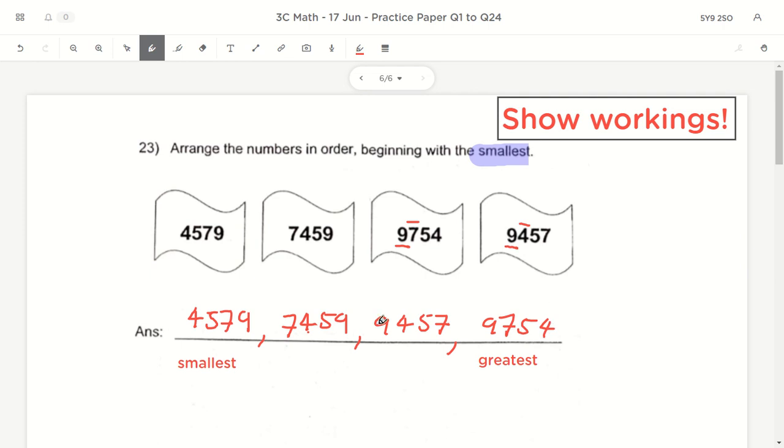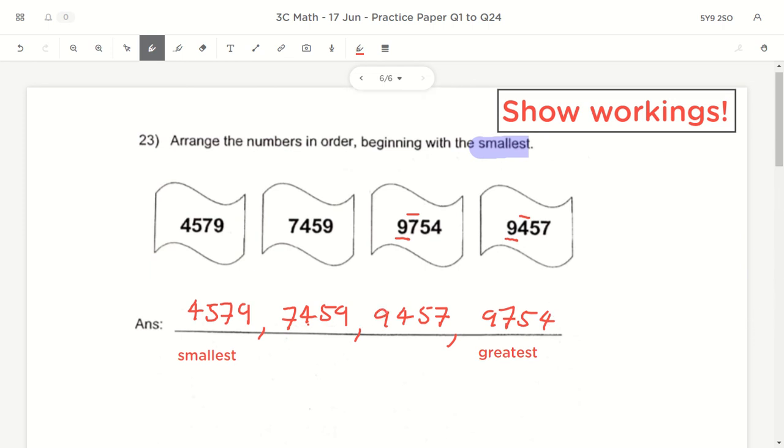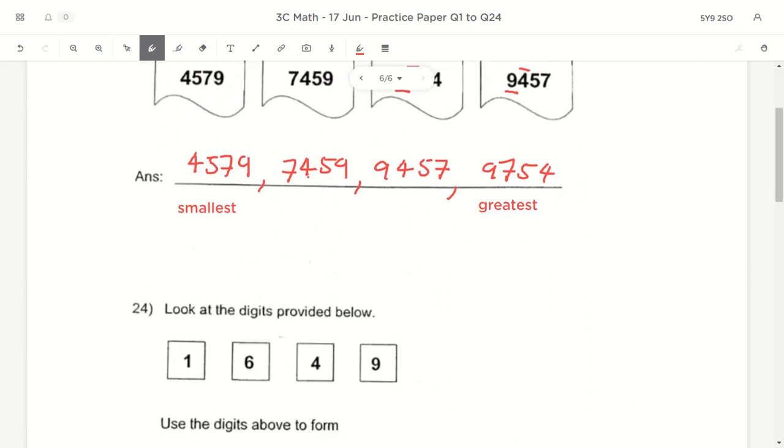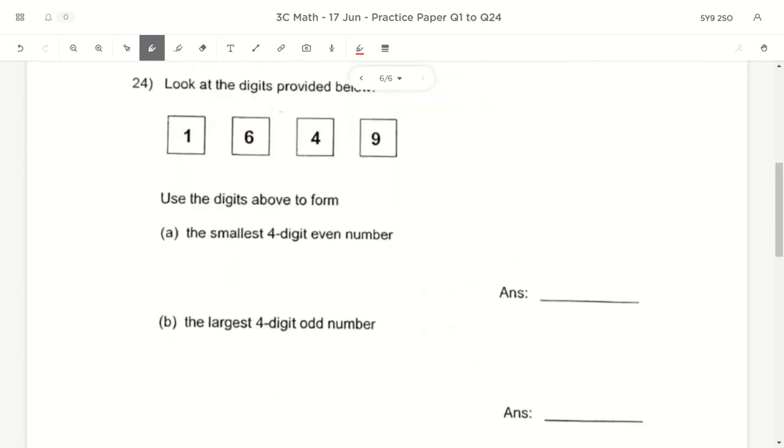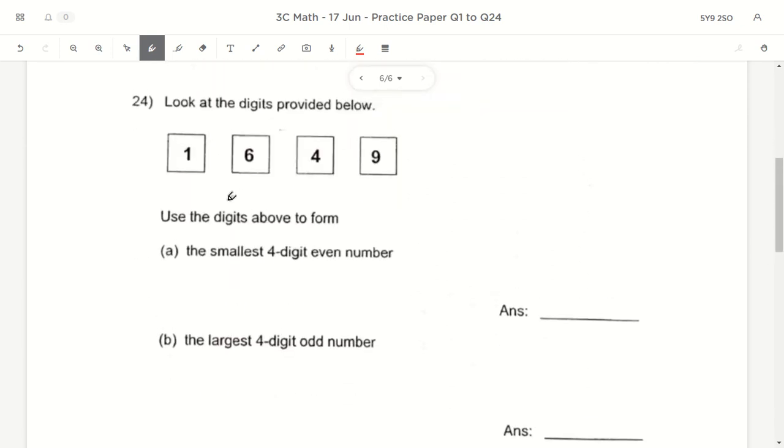So this is quite straightforward. Again, some of you arrange from the greatest to the smallest without reading the question. Okay, so the very last question, guessing numbers. This is the most fun part. I have four digits here: 1, 6, 4, and 9. I want to form the smallest four digit even number.